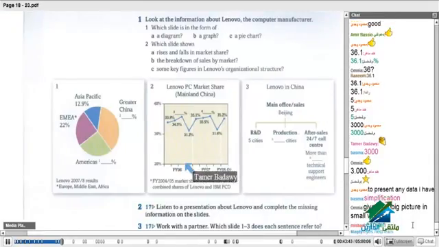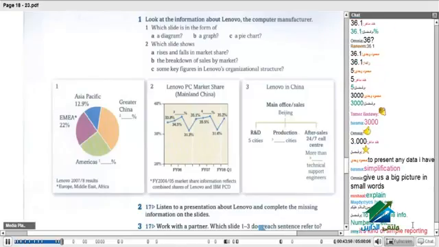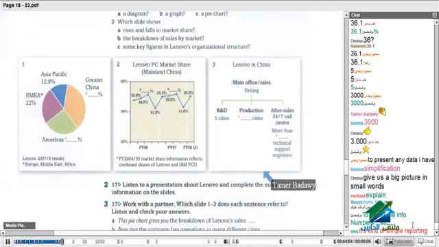So, good job, Magdi. Eyes help ears. So let him see in front of his eyes that this is my results in this month. It's a kind of symbol reporting. Very good. Okay, so listen to the presentation about Lenovo and complete.